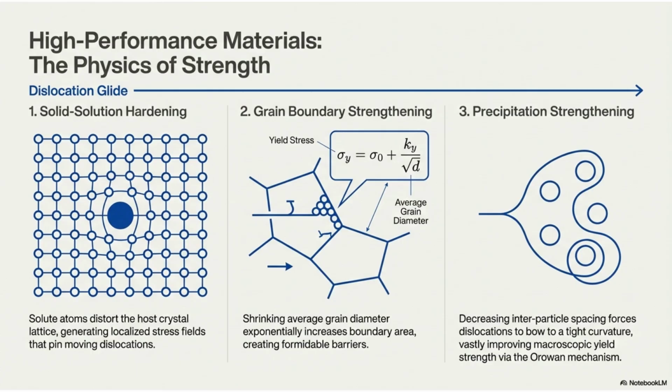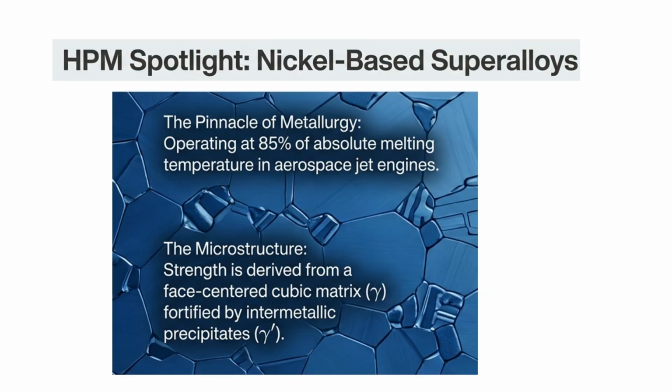This video will explore high-performance materials and smart materials, focusing on the physics of strength and responsiveness. High-performance materials utilize dislocation glide mechanisms, including solid solution hardening, grain boundary strengthening, and precipitation strengthening, to enhance strength. A key example is nickel-based superalloys, the pinnacle of metallurgy, used in aerospace jet engines. Their strength comes from a face-centered cubic matrix fortified by intermetallic precipitates, allowing operation at extreme temperatures.